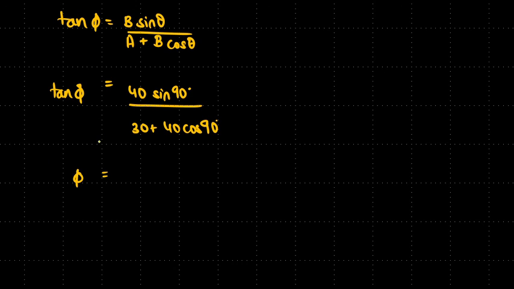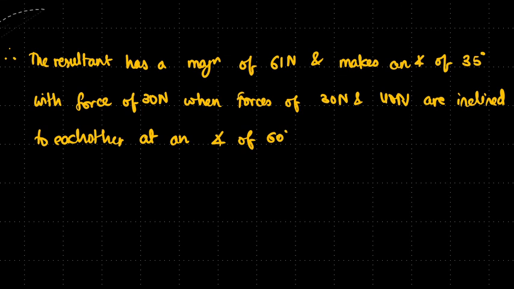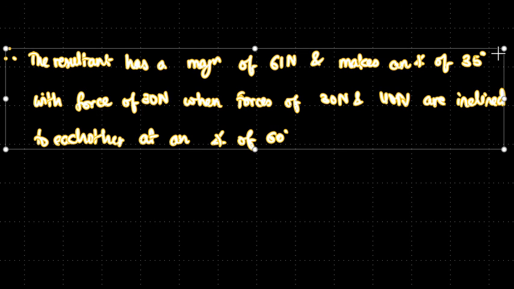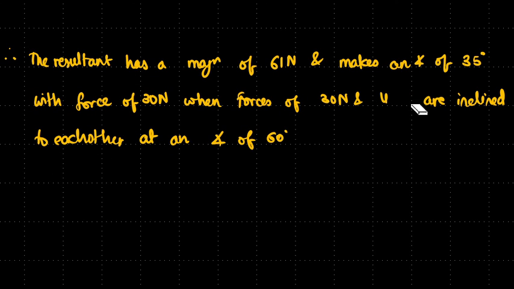I found out that phi must equal, so I'm going to approximate this as well, approximately 53 degrees. So let's conclude this as well. I'm going to use this, so I'm not going to write it again because this is very long, and I shouldn't have made the decision of writing this. So the resultant has a magnitude of not 61, it has a magnitude of 50, and it makes an angle of 53 degrees.